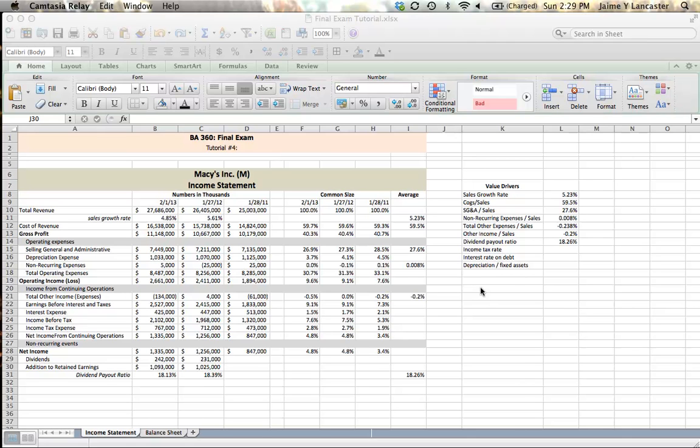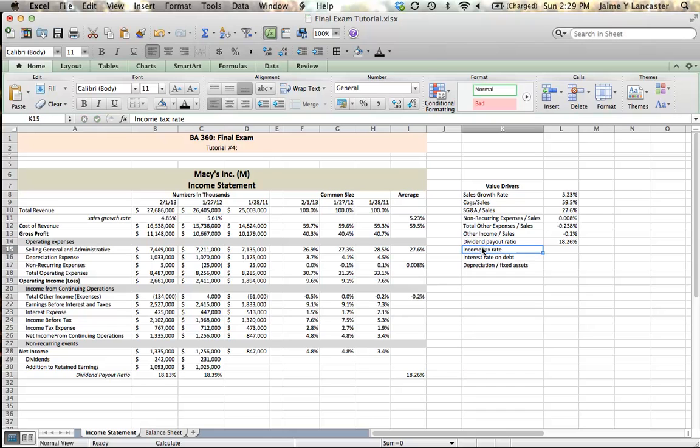In this video tutorial, we're going to look at finding value drivers for income tax rate, the interest rate paid on debt, and our depreciation rate as a percentage of fixed assets. So we're going to start by looking at the income tax rate. On our income statement, we have our income before tax and we have our income tax expense. We're going to use our income tax expense and our income before tax to figure out what our average tax rate has been over the last few years.